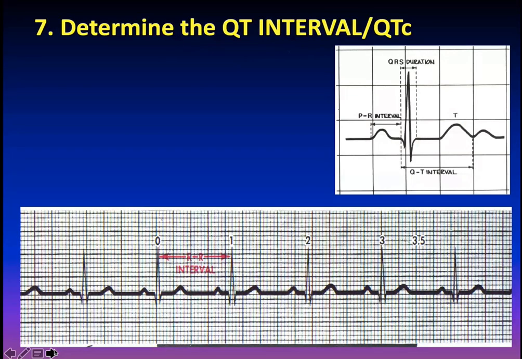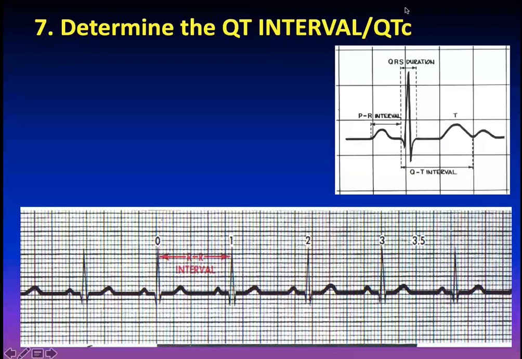Okay, next, you determine the QT interval and the QT corrected. So the QT interval is from the start of the QRS until the end of the T wave. So that is your QT interval. In the example here, your QT is from this point to this point. This is 1, 2, 3, 4, 5, 6, 7, 8, 9, 10. So this is 10. You multiply it by 0.04, so the value is 0.4. So that is your QT interval.